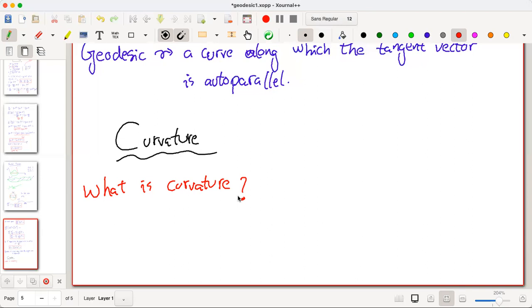So that's the problem. We have a problem with defining curvature. How can we define whether a manifold is curved or flat?